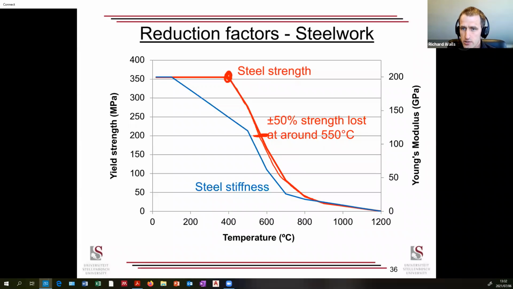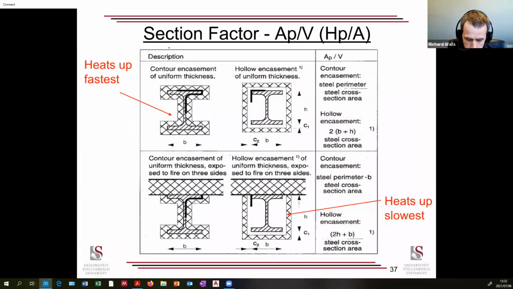Those are approximate, based on certain assumptions, but ultimately we're trying to keep the strength to a certain level to carry that fire limit state load I showed you earlier. As you move from 500 to 600 to 700, the strength drop is fast. That's why 50 or 100 degrees Celsius can make a very much more expensive passive protection system. So you want your column and beam to heat up as slowly as possible: a small perimeter and thick steel.